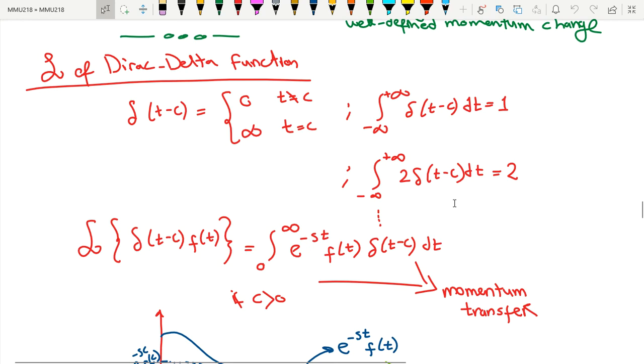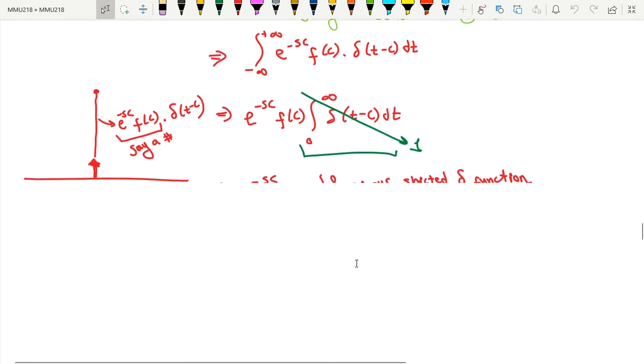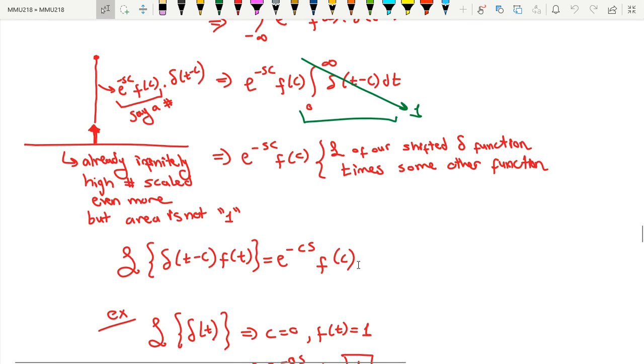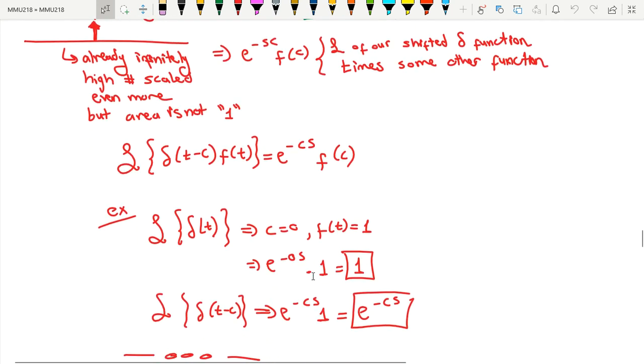Sorry for that. And you can take it out as a factor. So it's just a multiplying factor that takes the intensity of my impulse up high. And so the Laplace of such a Dirac delta function times f of t, which is some sort of force function, is going to turn out to be f of c times e to the minus cs. Kind of like a time shifted version, with the factor coming from here, and the actual function evaluated at c here.